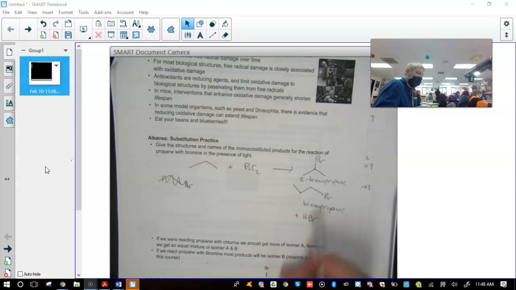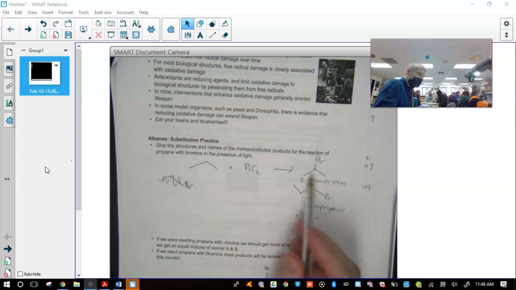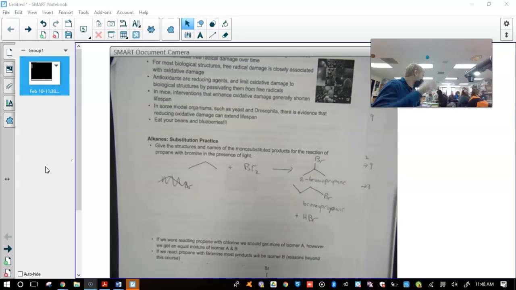So as you can see, organic chemistry is all about creating mixtures and then separating those mixtures. So you could have potentially all three of those products produced. And then what if you wanted to isolate one over the others, then you'd have to do a process to separate them out. And that's what takes so long in the organic chemistry lab.